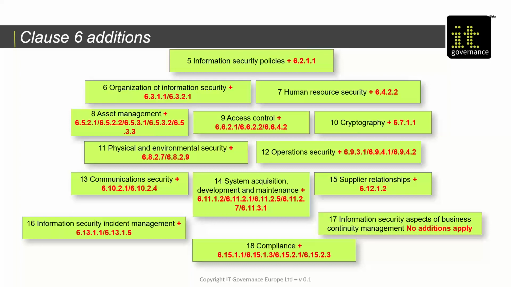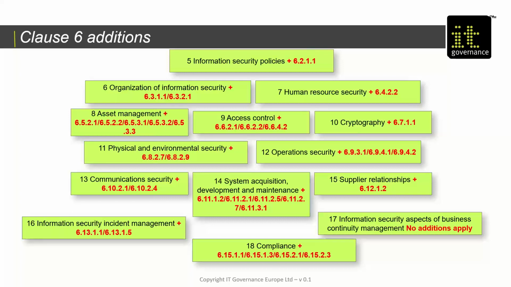Looking at clause 6 specifically now, you will recognise the 14 control categories that are contained within Annex A of the ISMS standard, from information security policies right through to compliance, number 18. As mentioned earlier, there is only one control category which has not been provided with additional guidance, and that category is Annex A17, which relates to business continuity management. The numbers noted in red font on this slide signify the additional guidance provided within clause 6 of the PIMS standard.